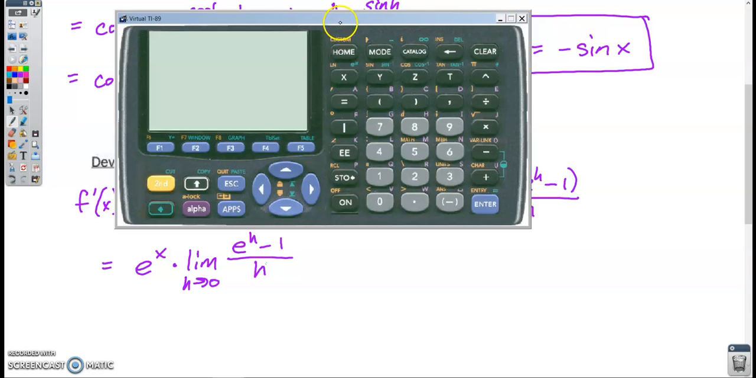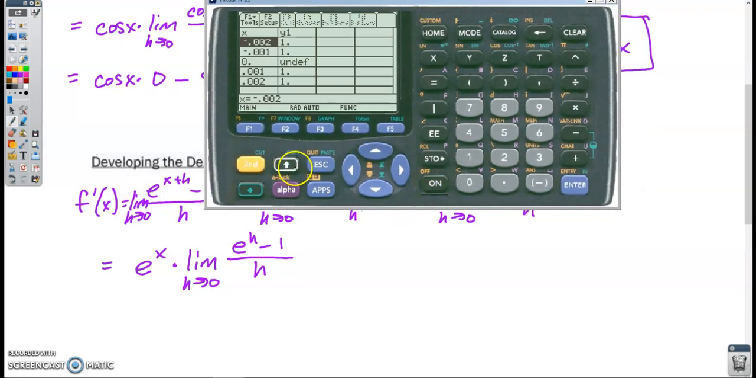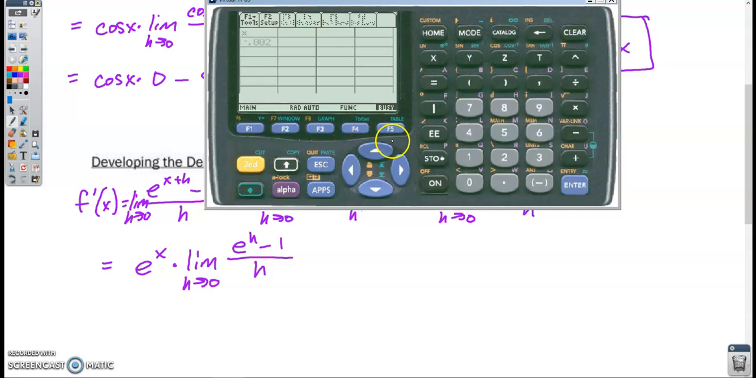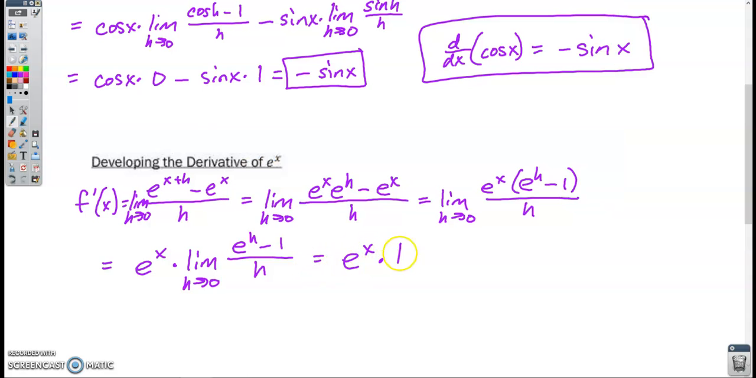So I'm going to go ahead and use my calculator to help me find this limit. Let's go e, where's e? There's e. e to the x minus 1 over x, and we want the limit of that around 0. I have my table set around 0, and it looks like these y values are approaching 1 as we get closer and closer to 0 from both sides. So we're going to say that limit is 1, and therefore our derivative is e to the x.